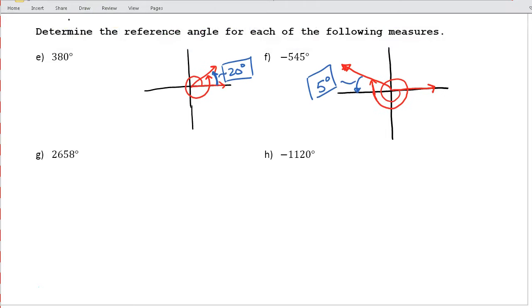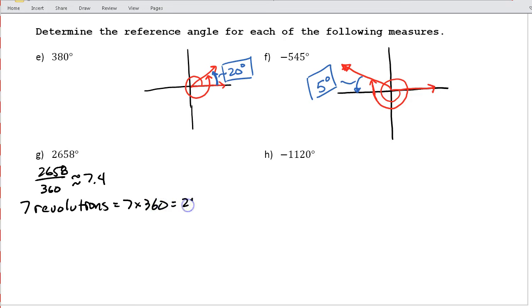We've got a pretty large angle here, so what I want to do is figure out how many revolutions 2658 is. I'm going to divide 2658 by 360, and I get about 7.4 revolutions. That means if I graph this, I'm going to have to go around 7 full revolutions. So 7 revolutions is going to be 7 times 360, which is 2,520 degrees.